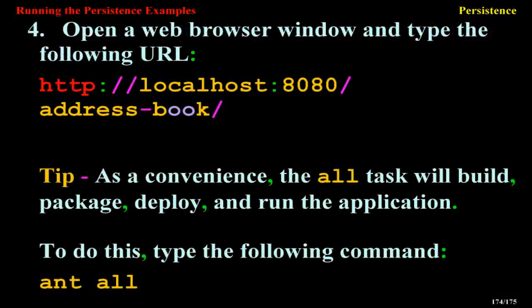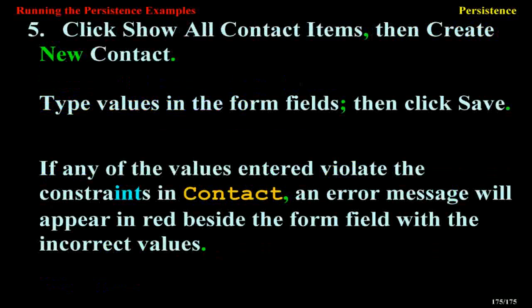Tip: as a convenience, the all task will build, package, deploy, and run the application. To do this, type the following command, and click Show All Contact Items, then create new contact. Type values in the form fields. Then click Save. If any of the values entered violate the constraints in contact, an error message will appear in red beside the form field with the incorrect values.